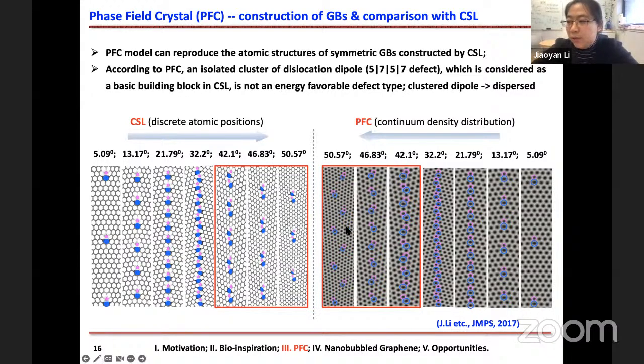The reason is that in CSL, because of the mathematical matching vector, most of the dislocation pairs can be constructed as a cluster much more easily than the discrete ones, as you can see from the PFC. So we can now tell which one is more energy favorable.